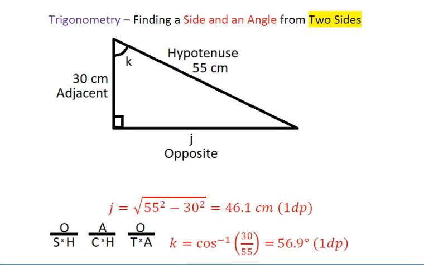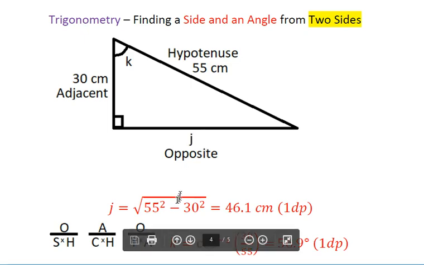Alright, another one here, we could be finding, for instance, 2 other things. We could be finding a side and an angle if we're given 2 sides. Now, let's say you were given 30 centimeters on that short side there, and then 55 on the long side, the hypotenuse, and you're trying to find out, let's start with J, letter J. Now that's a medium side. It's not the longest, and it's not the shortest. But if you're not trying to find the longest, then you have to use minus.